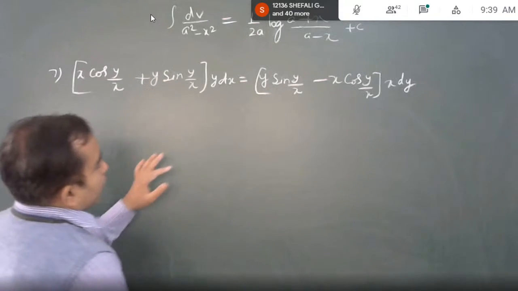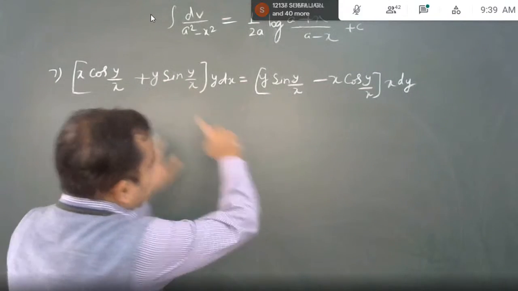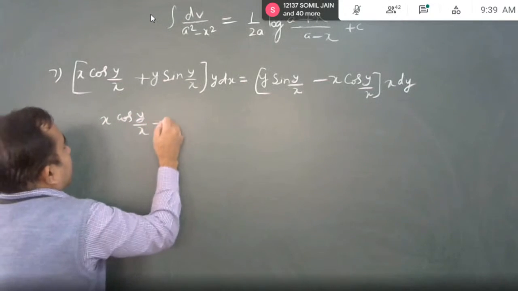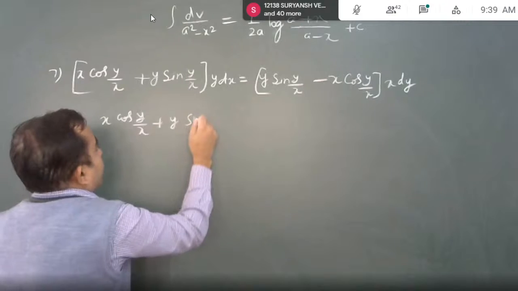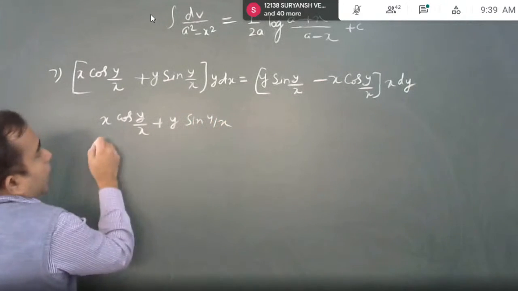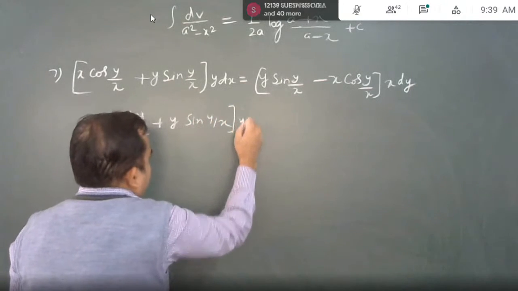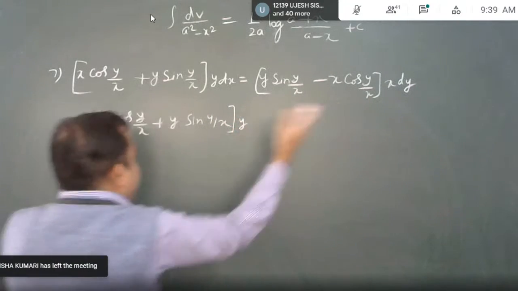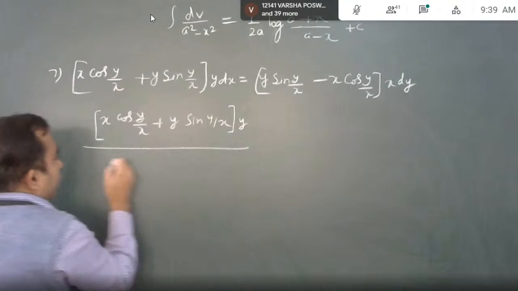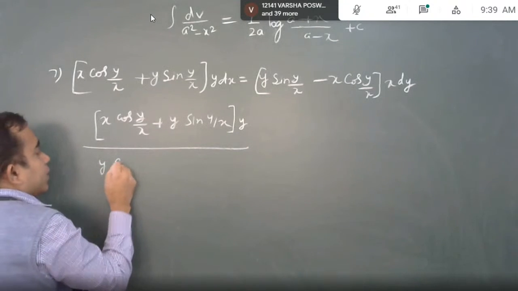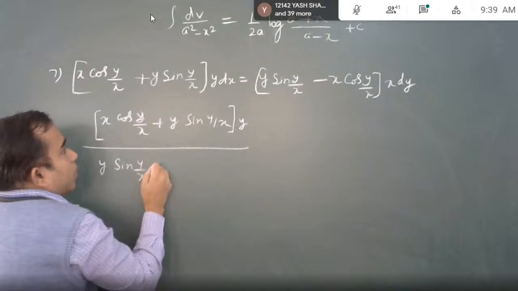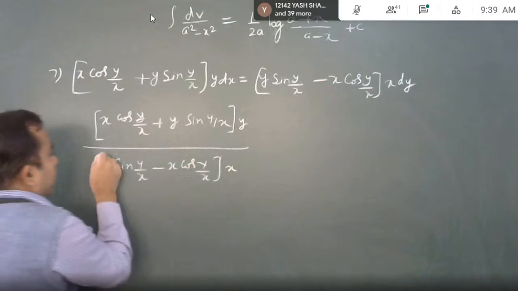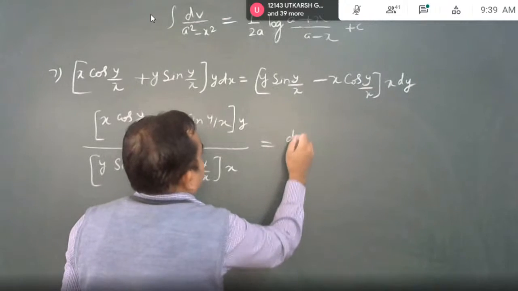So let us bring dy upon dx. This is my dy, this is dx. Let us exchange the sides. x cos y upon x plus y sin y upon x into y. Okay, this term I am keeping in left, and this bracket and x I am bringing in denominator. So y sin y upon x minus x cos y upon x into x is equal to dy upon dx.